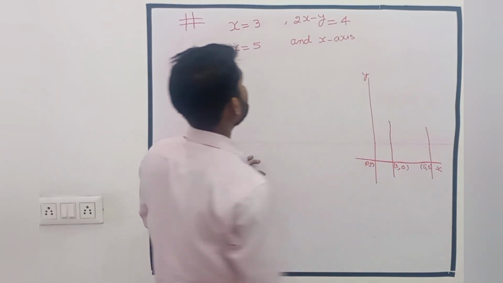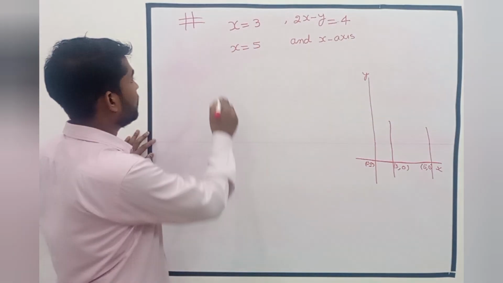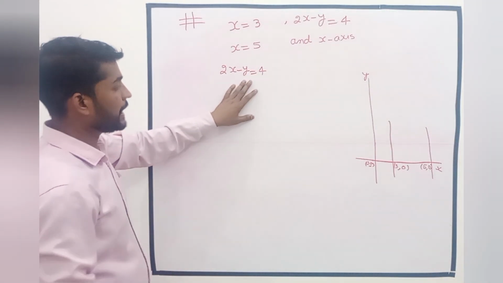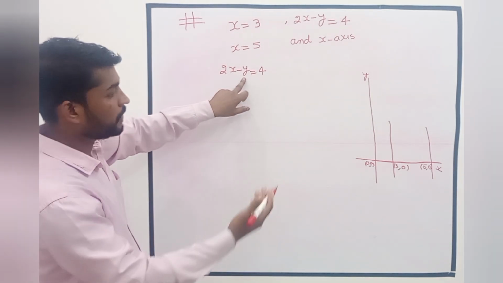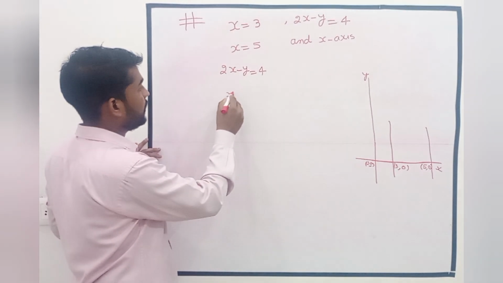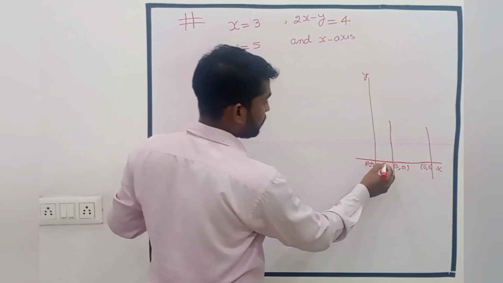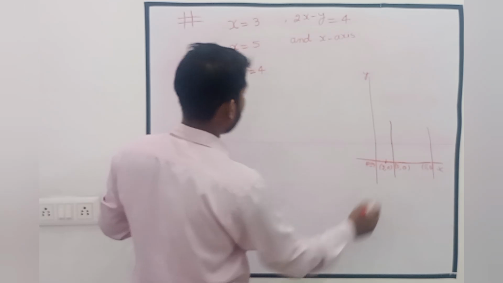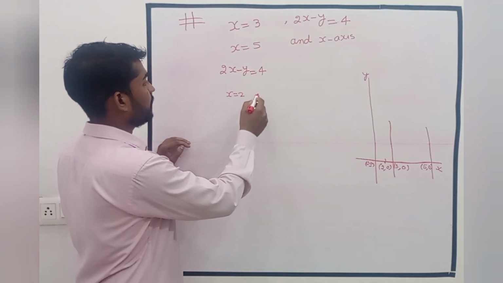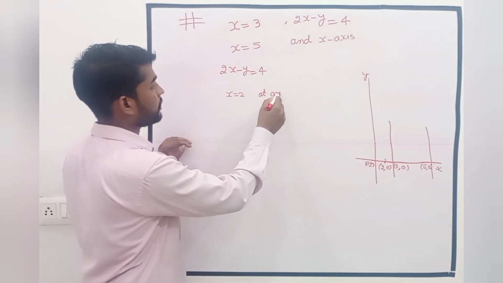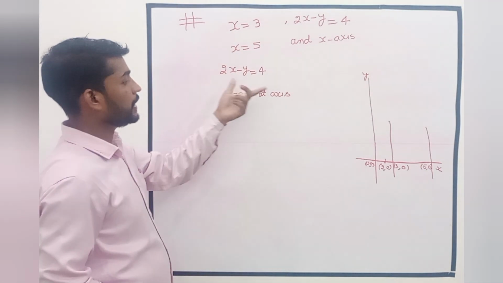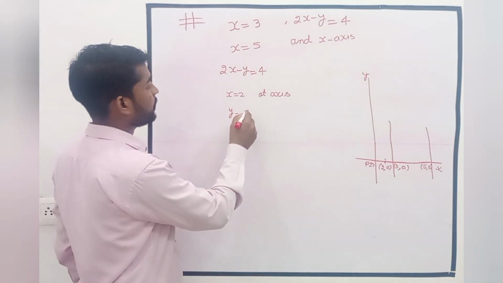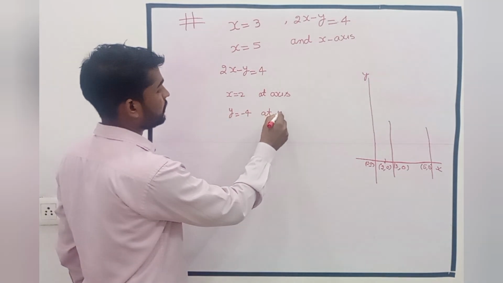Now I can check this equation, from where it cuts the x-axis and y-axis. First we check where it cuts the x-axis: we put y equal to 0, and then x equal to 2. That means this line cuts the x-axis at x equal to 2. Now we check the y-axis: we put x equal to 0 and we get y equal to minus 4.